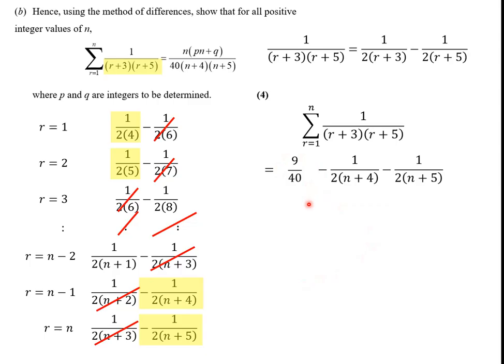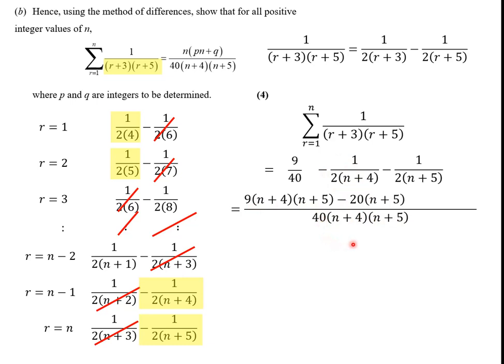I'll change that into 9 over 40 because I don't want too much faffing about. I need a common denominator because I want it in this form, and they've sort of given me a clue as to what the common denominator is because they've given me the answer. So there's my common denominator. So I've got 9 over 40. So my first term is going to be 9 times n plus 4, n plus 5. This one, I just need an n plus 5 and a 20 on the top. And this one, I'm going to need a 20 and an n plus 4. And I've got minus, of course.